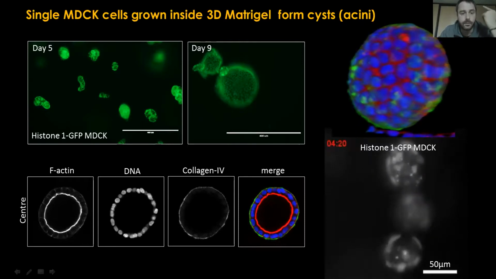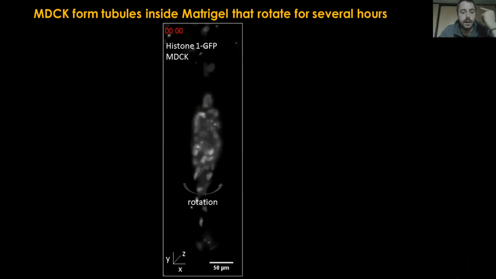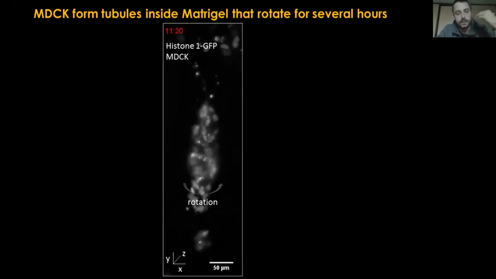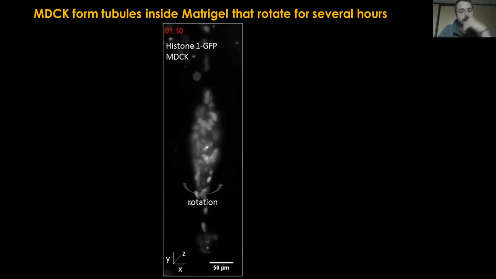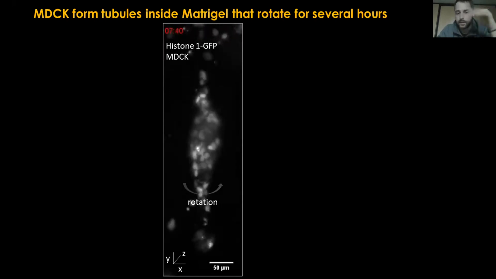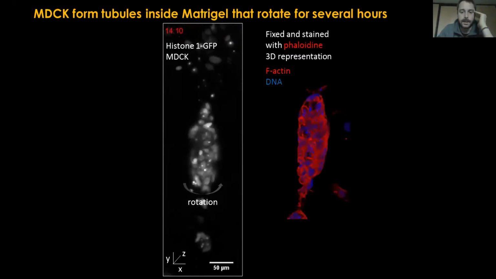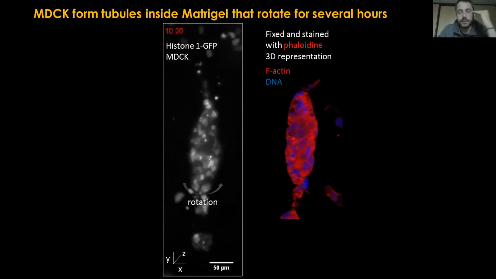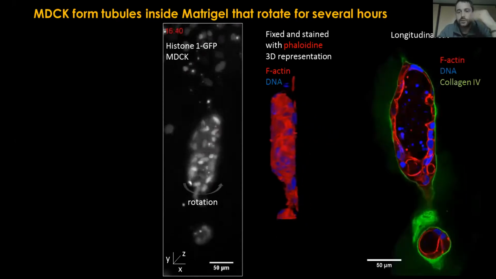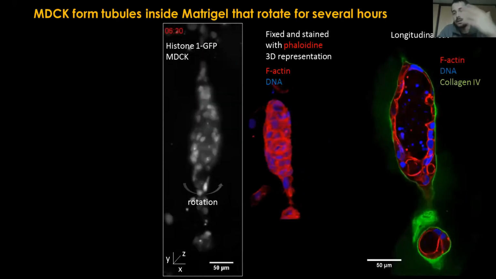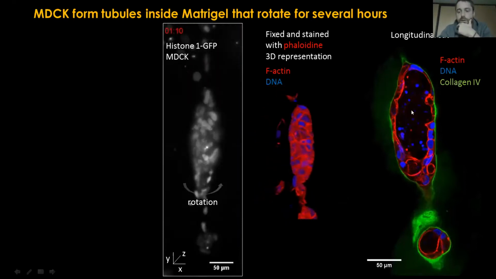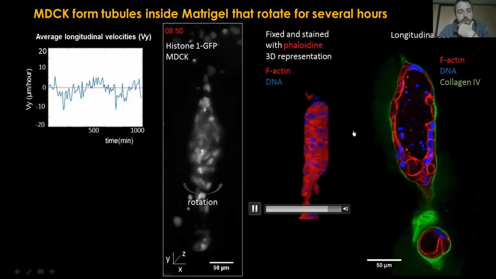Now, the very interesting part was that we didn't see only formation of spherical cysts, but also tubular cysts, like this one, for example. And as you can, I hope, appreciate, we could see collective cell rotation over time for long periods of time, like hours, up to 20 hours. We were able to fix and stain these tubes and be sure that they have this tubular structure. We're able to look inside; we can see the collagen 4 staining for the Matrigel outside, the fact that these tubular structures are hollow, and we can also measure some speed.